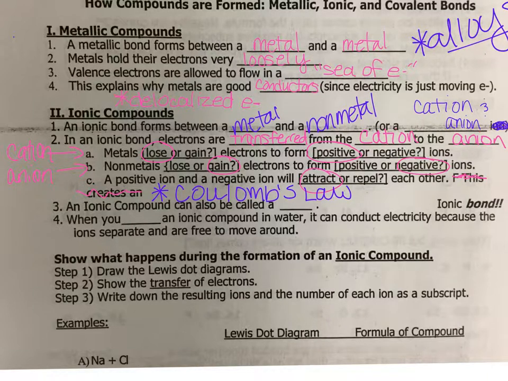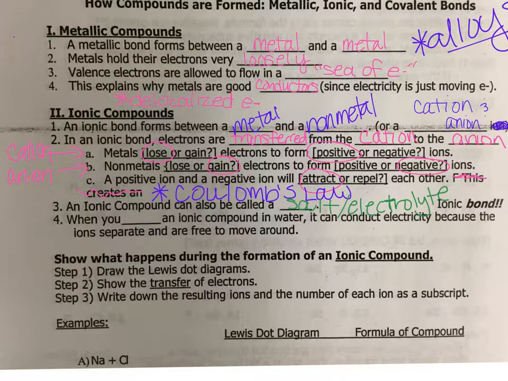Number 3, an ionic compound can also be called, I'm going to tell you this one, a salt or an electrolyte. So when I say salt, what is the first thing you think of? Sodium chloride. You're not allowed to say NaCl or table salt anymore. You guys learned how to name, so use the names you just learned. Sodium chloride, right?